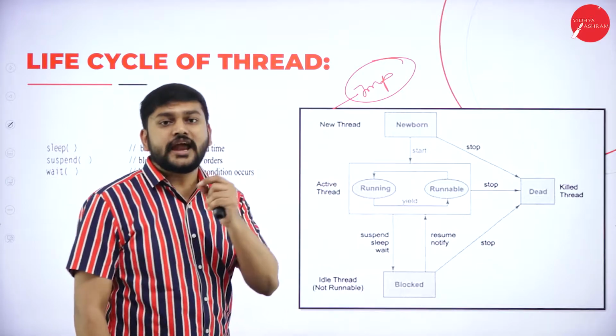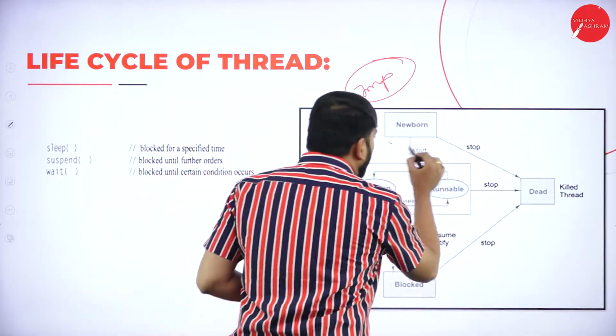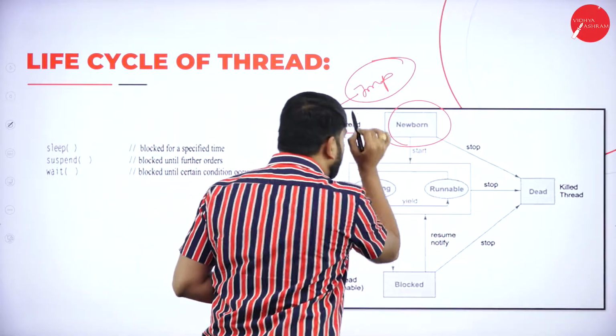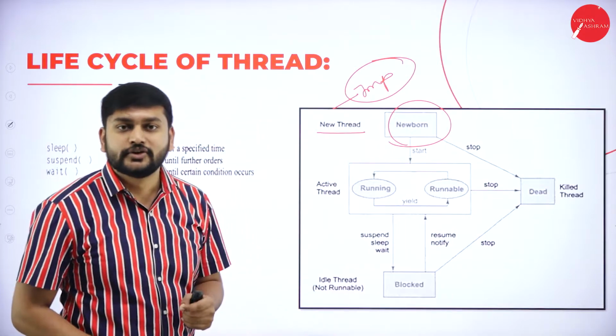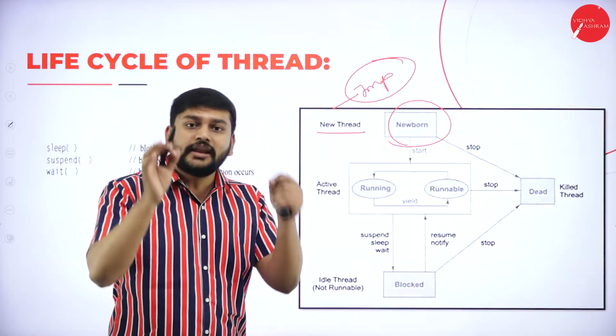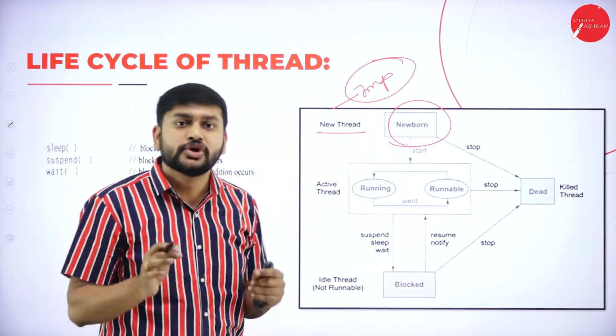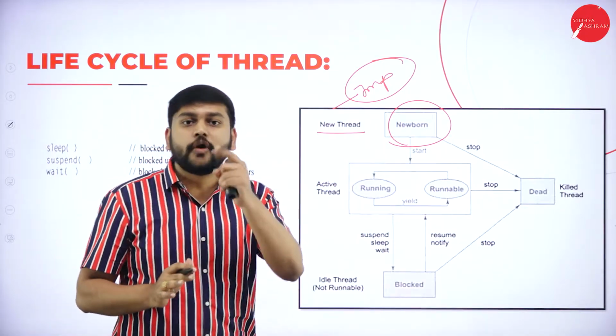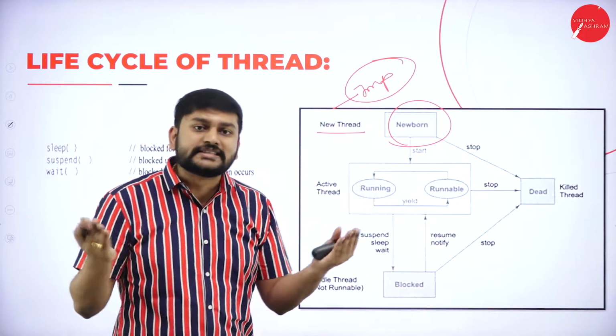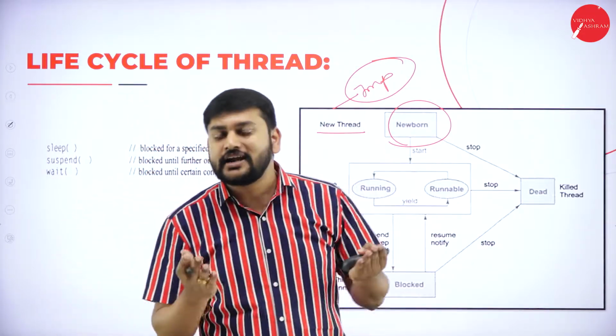The first state that I have is the newborn state. This is what I will call a new thread. Whenever I create any new thread, that new thread will be in the first state, the newborn state. That's what you need to understand. Sir, what exactly is this newborn thread all about?